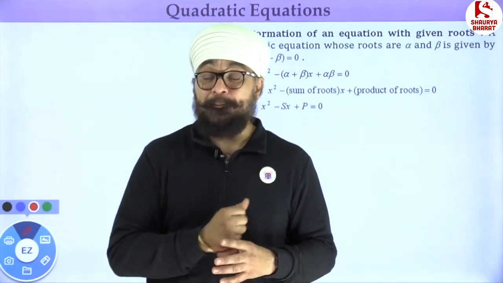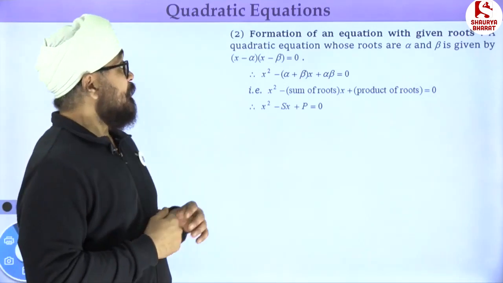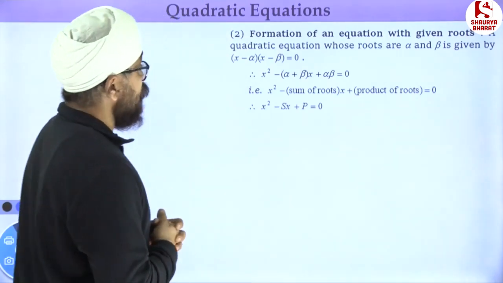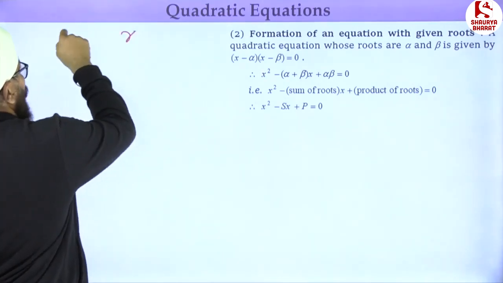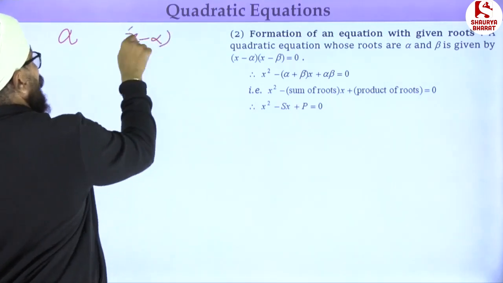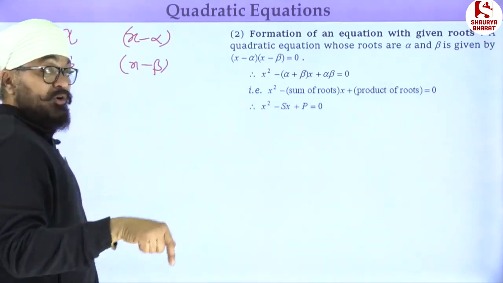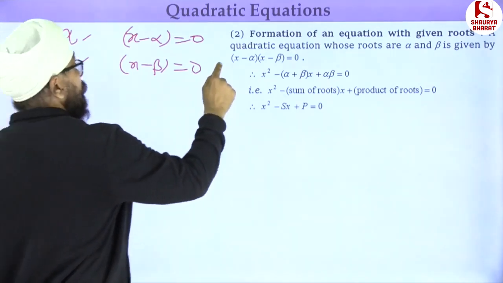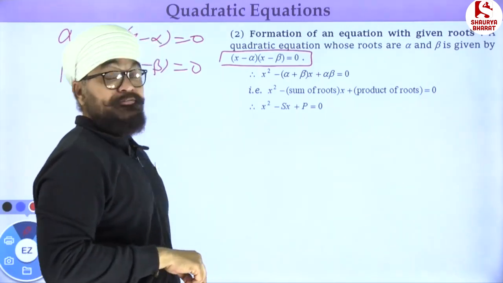Now the second important part in this quadratic topic, beyond the coefficients we have already studied, is the formation of a quadratic equation when the roots are given to you. Let alpha and beta be the roots. For one root alpha the factor would be x minus alpha, and for the other root beta it is x minus beta. These are linear factors. When two roots are given, the quadratic equation becomes (x minus alpha)(x minus beta) equal to 0. So this is how we can form a quadratic equation.